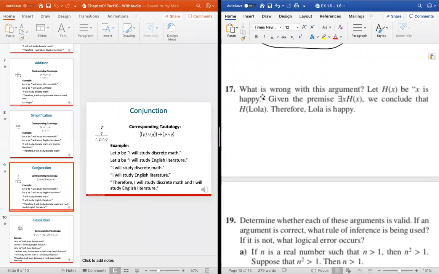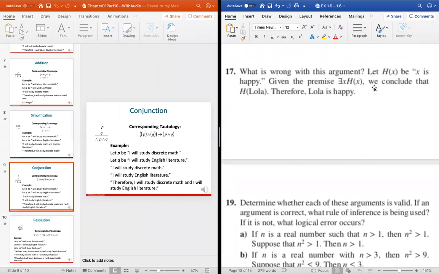So we have this, what is wrong with this argument? Let H(x) be: x is happy. Given the premises, there exists someone that is happy. We can conclude that H of Lola. Therefore, Lola is happy. So we have to find what's wrong with this argument, right? Here we have been given the hypothesis H of x, which means x is happy.